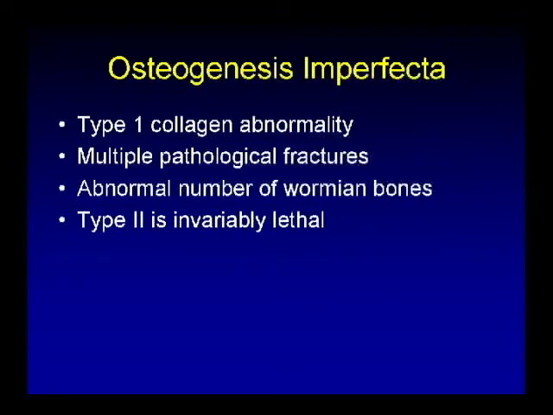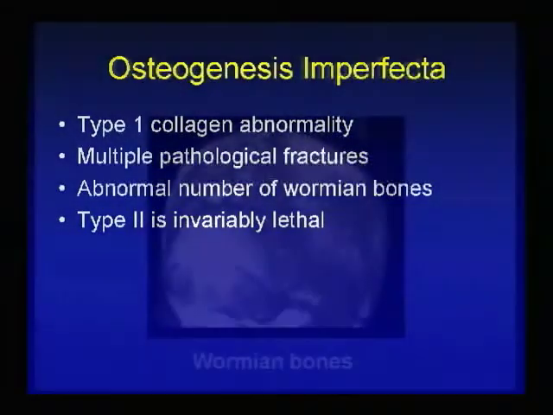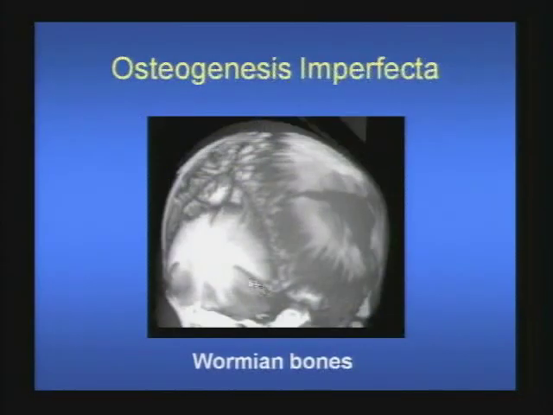The classical presentation is that of multiple pathological fractures at birth. These patients also have an abnormal number of Wormian bones. This is an example of multiple abnormal Wormian bones, predominantly in the lambdoid and the posterior parietal sutures.